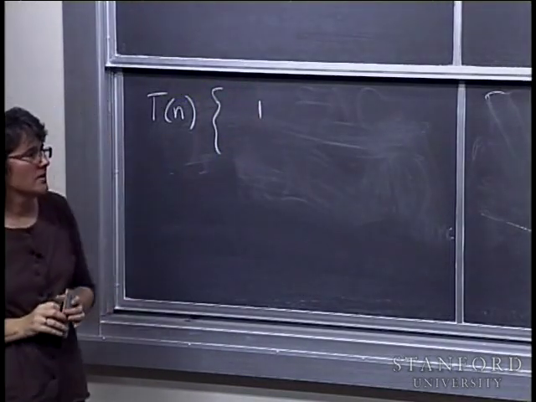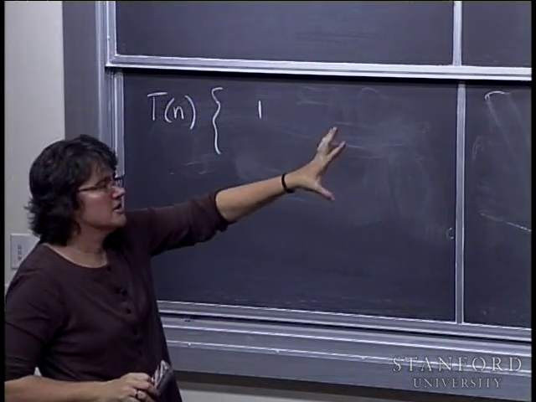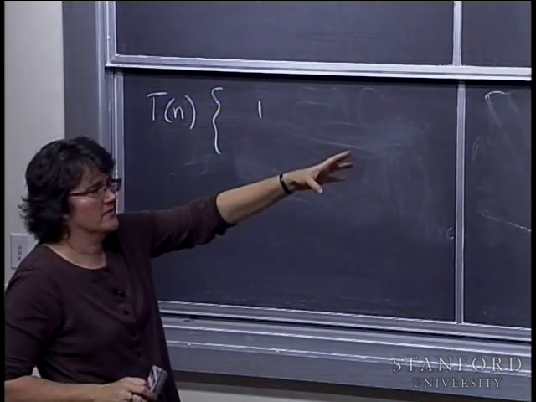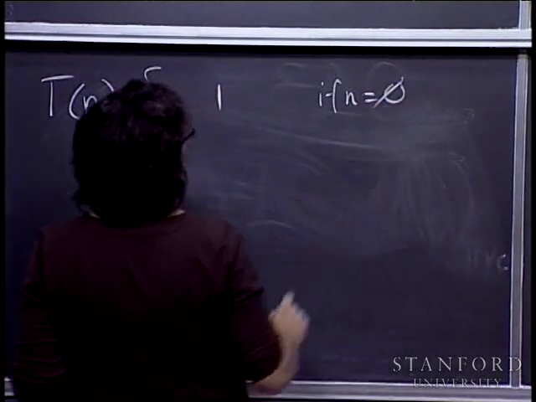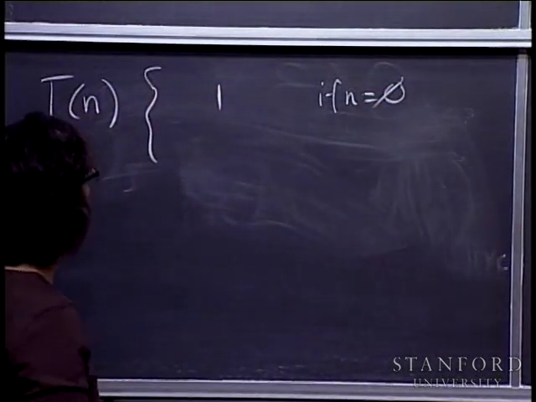is 1 when n equals 0. So when n equals 0, we have a 0 height tower to move, and we actually do no work in the function. We just do that test and return. So if n equals 0, there's no work to be done. So that's the easy case for us: when it's 0, do no work.